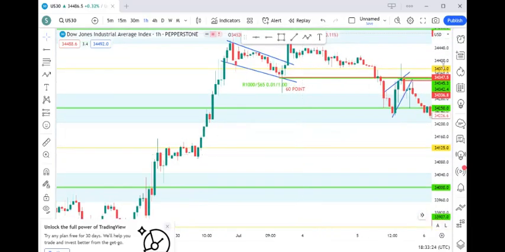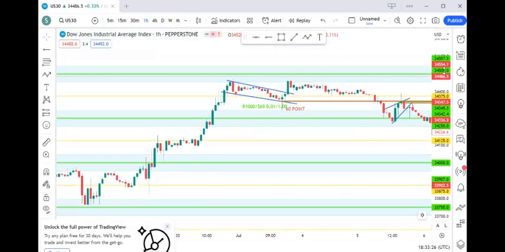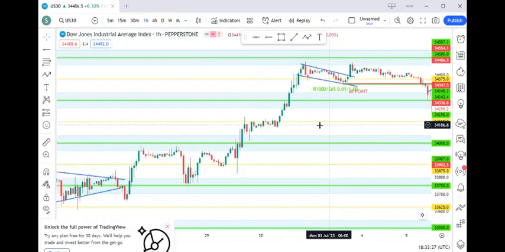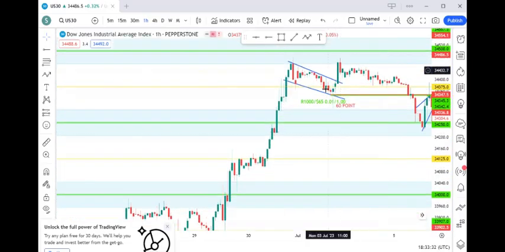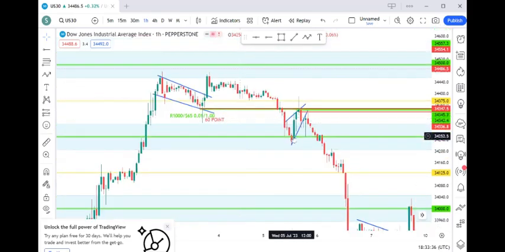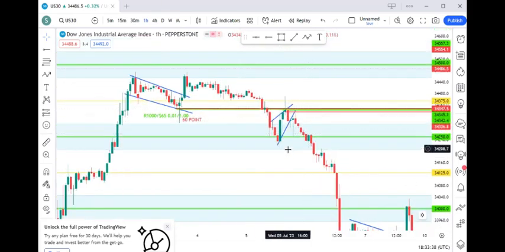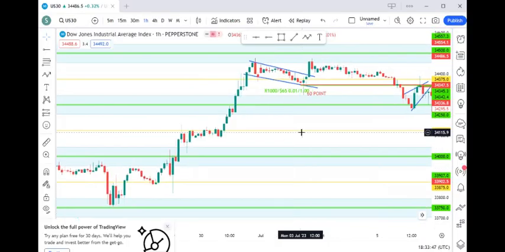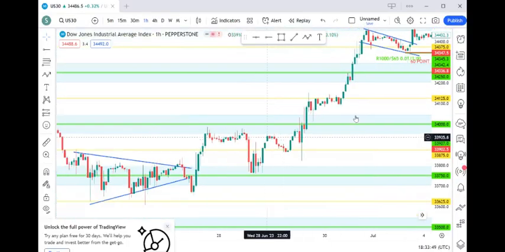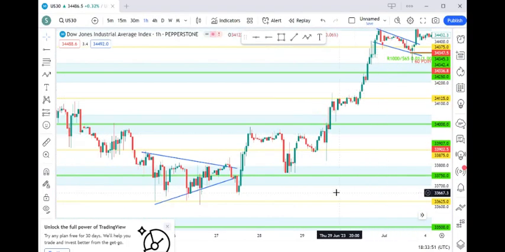So on a liquidity spike in a bullish pattern, the market will retest previous lows. On a liquidity spike in a bearish pattern, the market will retest previous highs. You got me? I just confused you a little bit there. My bad. Okay, there's another pattern.